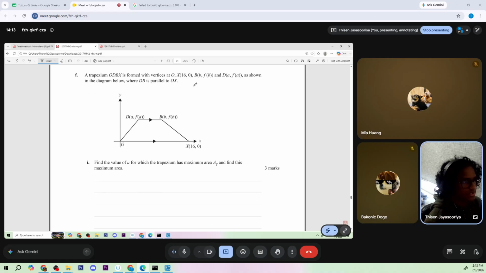The last part of the question says a trapezium, right? The trapezium is given to us by these points. It says find the maximum value of a for which the trapezium has a maximum height, maximum area, and find the maximum value. So we know the expression for the area of this trapezium is going to be a half, right? Here the length is going to be b take away a. We know what the value of b take away is, plus 16.